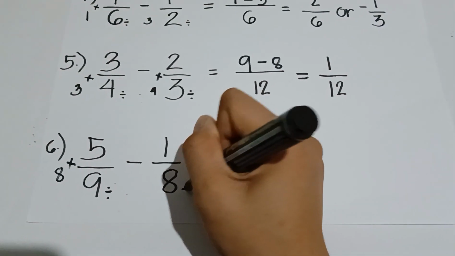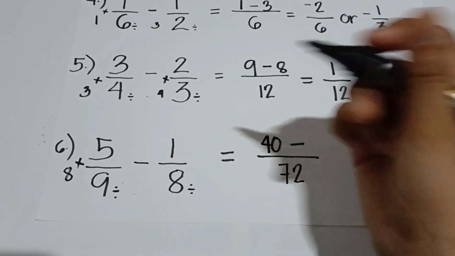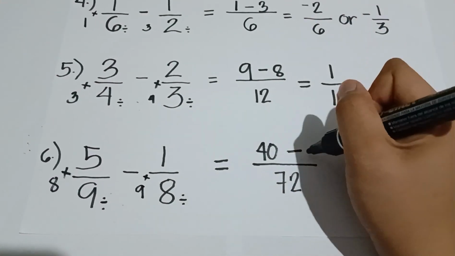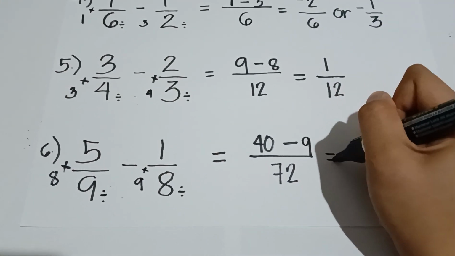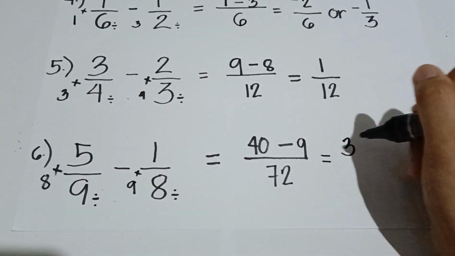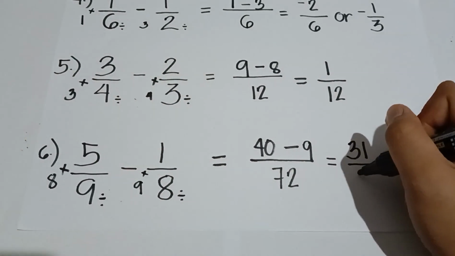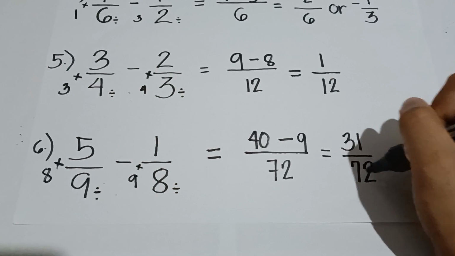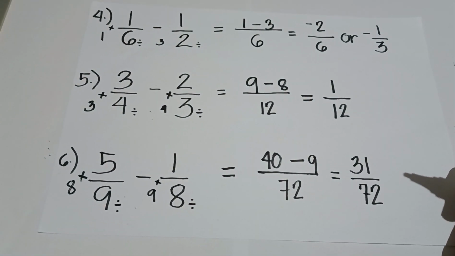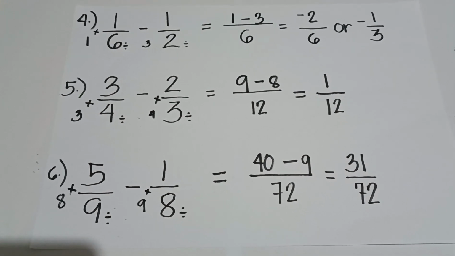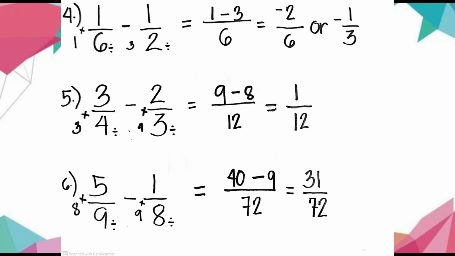Write minus 72 divided by 8. It gives us the answer of 9. And then we multiply it to the numerator. 9 times 1 is 9. So, 40 minus 9 is equal to 31 all over 72. You copy the denominator. This is the simplest form of that fraction. So, 31/72 is the final answer.